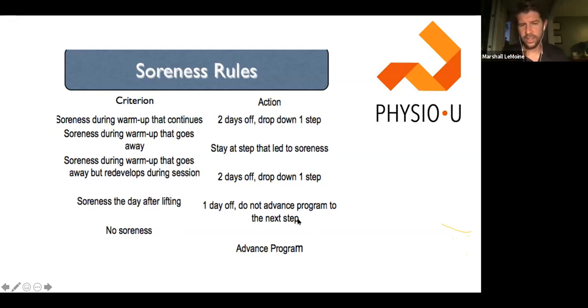So the ideal thing would be we want patients to be sore for a day, take that day off and then do it again. If you're sore for the day, stay. Advance again with the idea that the next time you do it, there's no soreness. Great, we can advance. What are the ways we advance someone's program?